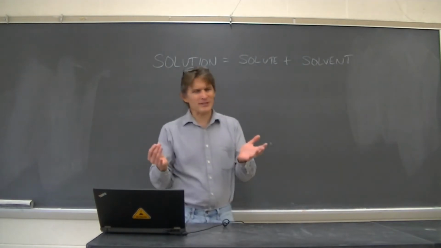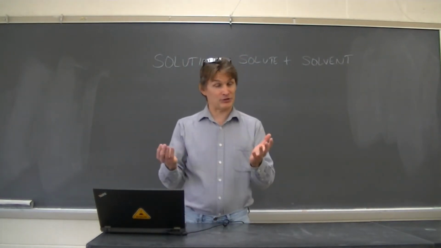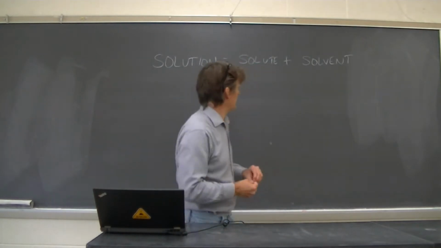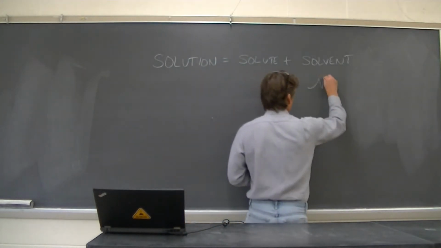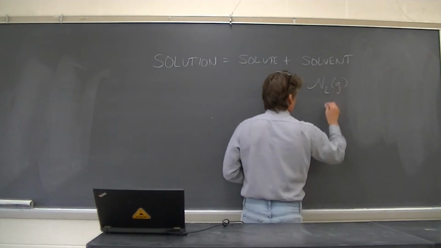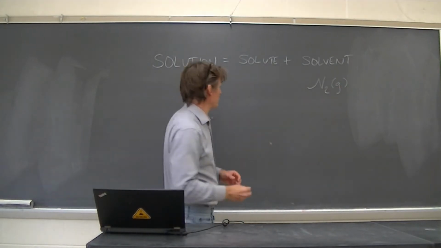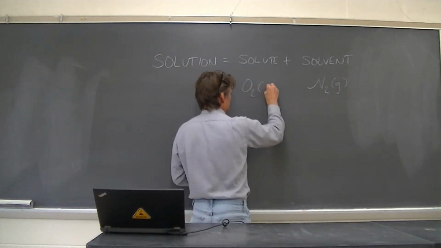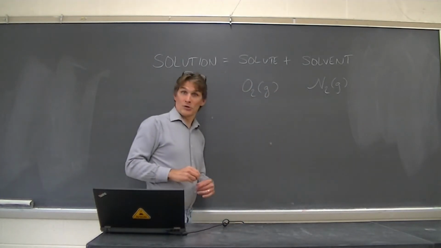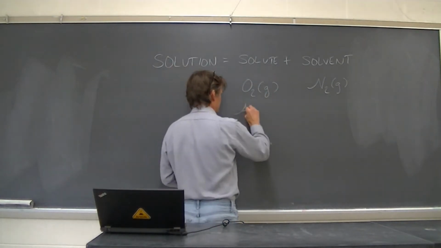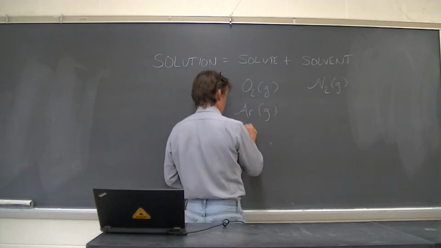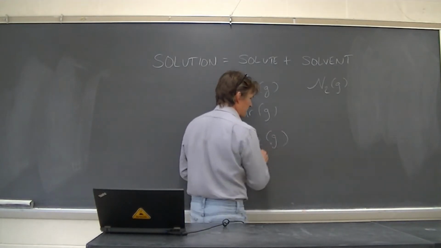And there's some weird kinds of solutions that you can think about. Air is a solution. And in air, the solvent is nitrogen gas. And there's a lot of different solutes. One of them is oxygen gas. Another one's argon gas, and carbon dioxide gas. There are several others as well.